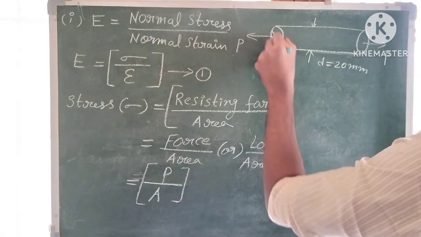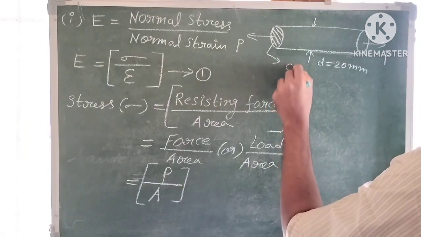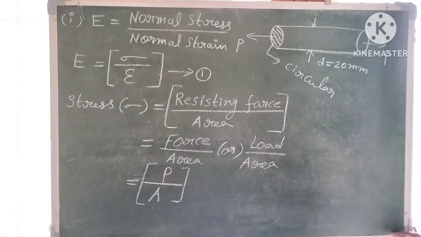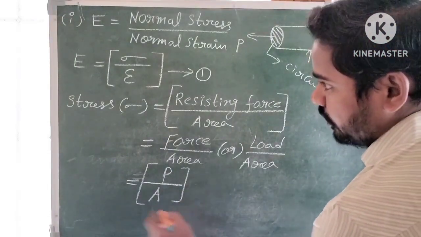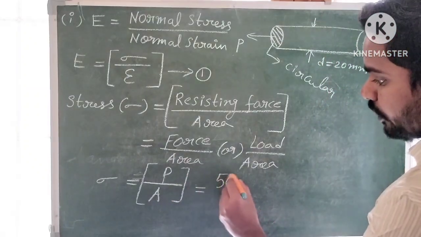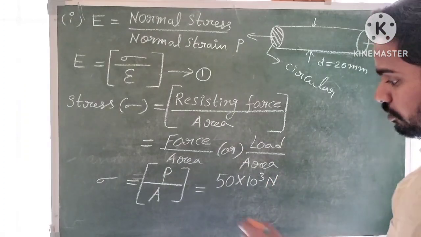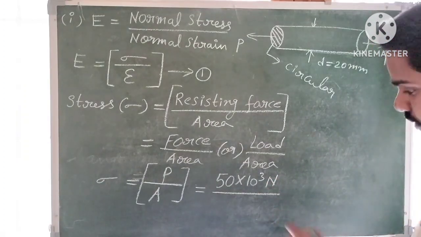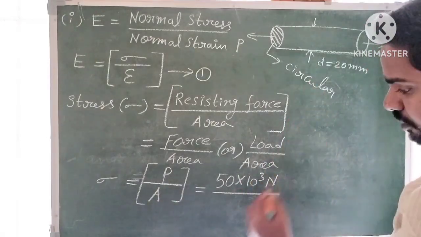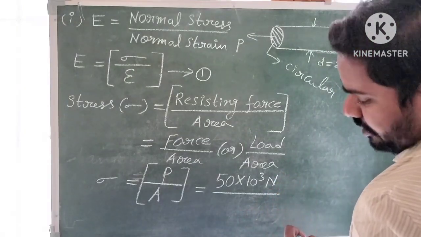Here the cross section of the mild steel bar is circular cross section. So for circular cross section, what is the area? So here load is equal to 50 into 10 cube newtons. Actually 50 kilonewton is given, but we have to convert it into newtons. So next, area. So this is circular cross section. Mild steel bar made in circular cross section.